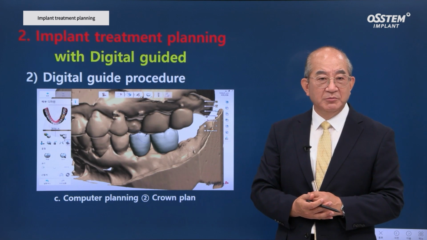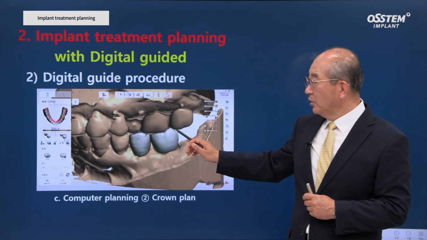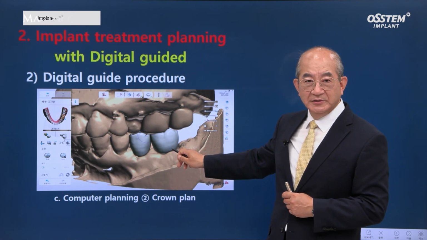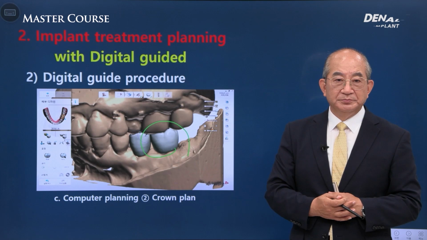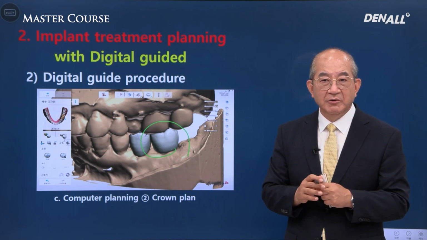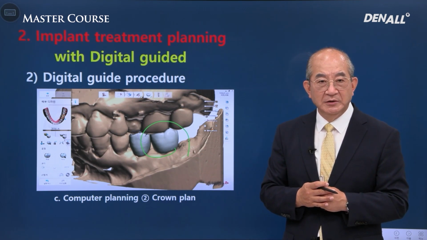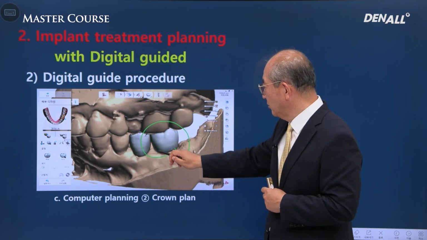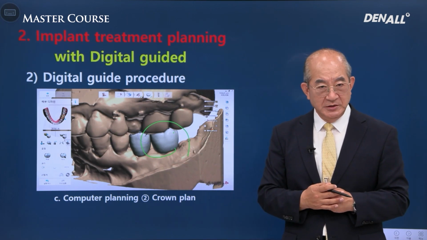Implant treatment planning. This should be based on the top-down method. Given the patient information, we need to determine the shape and size of the crown, and this is crown planning. You plan the crown first, and you choose the abutment that is fit for the crown. This is followed by choosing the appropriate implant.